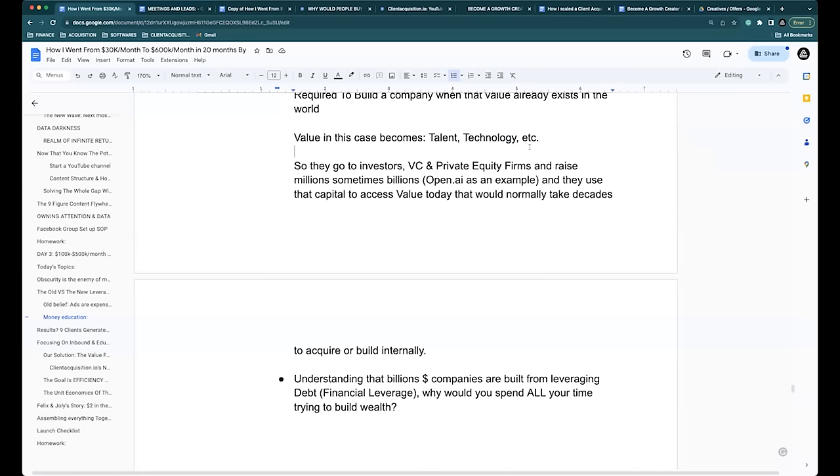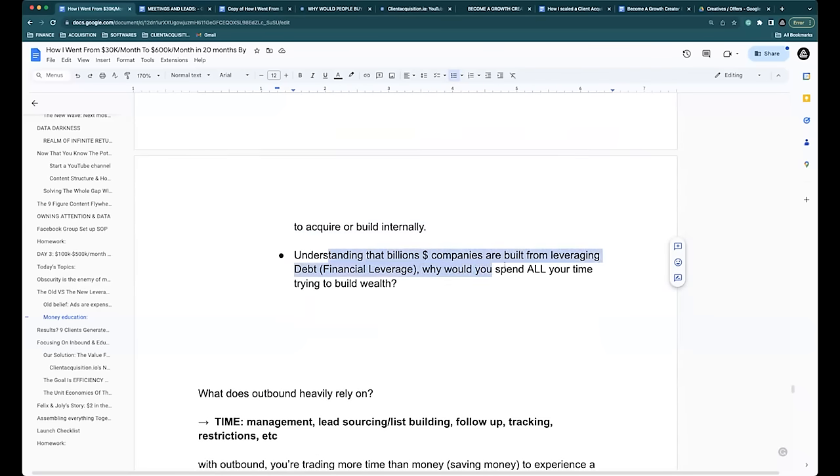Just pointless. So you have two choices. You can either play the game of being someone who's just dumb and keeps playing these slow, one foot forward games. Or you can actually start thinking like the people who are actually changing the world, right? You want to talk about the Matrix? These people are the Matrix. They control it. They literally create the worlds we live in. Because they don't play by the rules of, oh, I want to save money, I want 80% margins. Fuck that. What is margins for, right? So understanding that billion-dollar companies are built from leveraging debt, which is financial leverage, why would you spend all your time trying to build wealth, right?